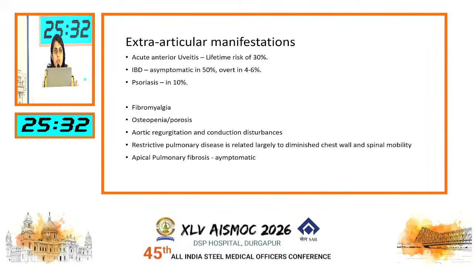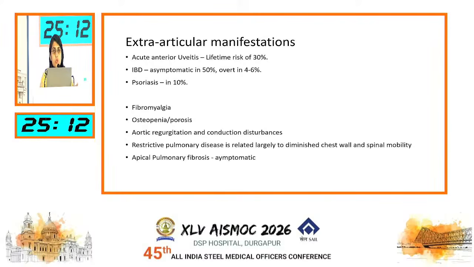Inflammatory bowel disease, asymptomatically it may be present in 50%, but overt IBD is present in about 4 to 6% of AS patients. Psoriasis may also be present in 10%. Other extra-articular manifestations, less common: fibromyalgia, osteopenia, osteoporosis.